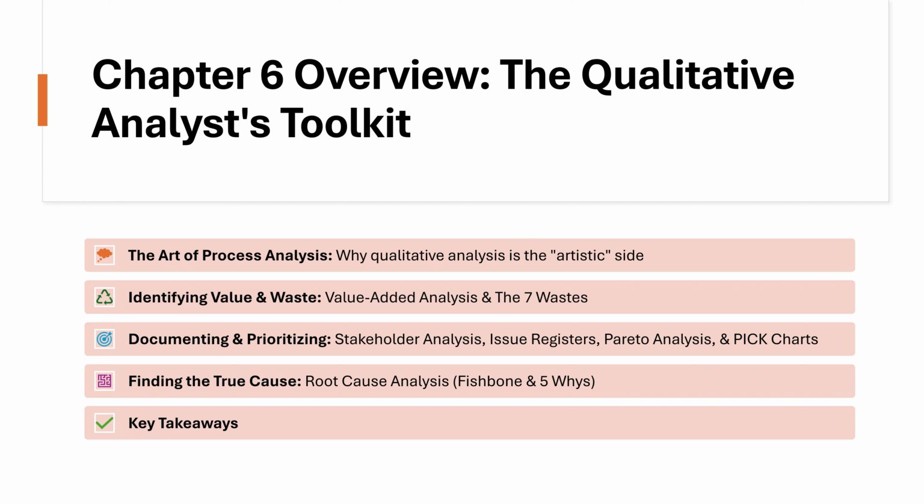Our journey today is structured around the core toolkit of the qualitative analyst. We'll start with the fundamentals, the art of process analysis, which sets the philosophical foundation. Then we get into the practical techniques: first, identifying value and waste, which separates necessary work from inefficiency. Second, documenting and prioritizing the issues, which brings structure to our findings. And finally, we will explore root cause analysis, ensuring we solve the problem and not just the symptoms.